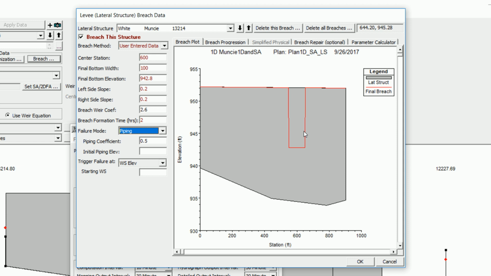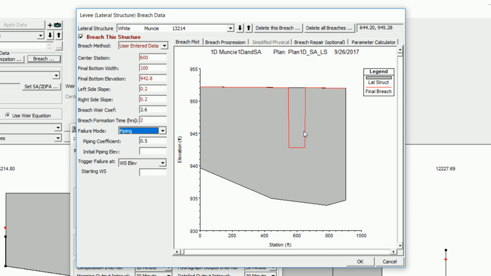And there is something else, trigger failure. When during the simulation should we expect that this breach is forming? So what triggers a breach in this particular case is water surface elevation. So if the water surface is at a certain level, it creates pressure, stress on the lateral structure, and it will create this breach. And then when the water surface is at 947, that will be created.